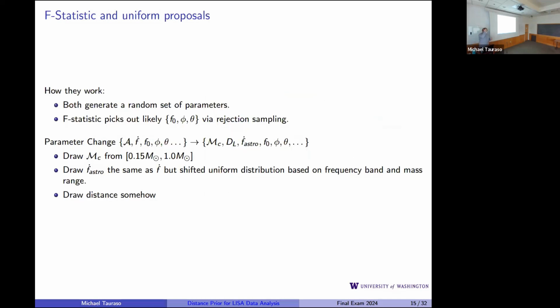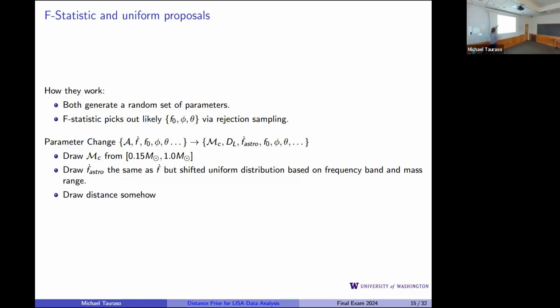So for the F statistic and uniform proposals, the way that they compose a new data point is they both generate a random set of parameters, and then the F statistic proposal takes the additional step of using a pre-computed statistic over the data you passed in to essentially recommend likely frequencies and sky locations that are likely given your data. And so when we switch this, luckily none of these are the parameters that we're actually changing, so there's not a big deal with changing the F statistic.